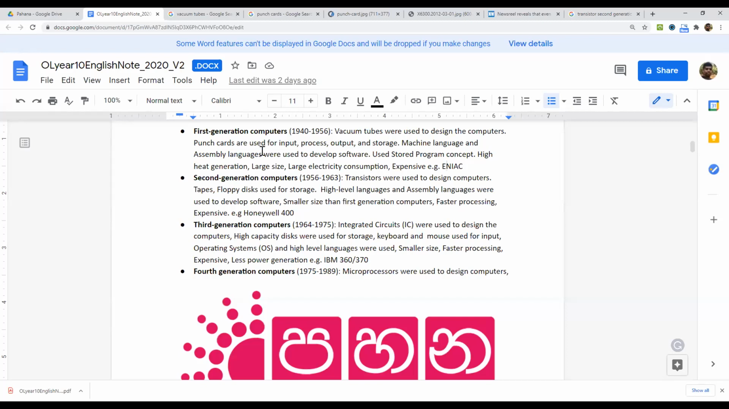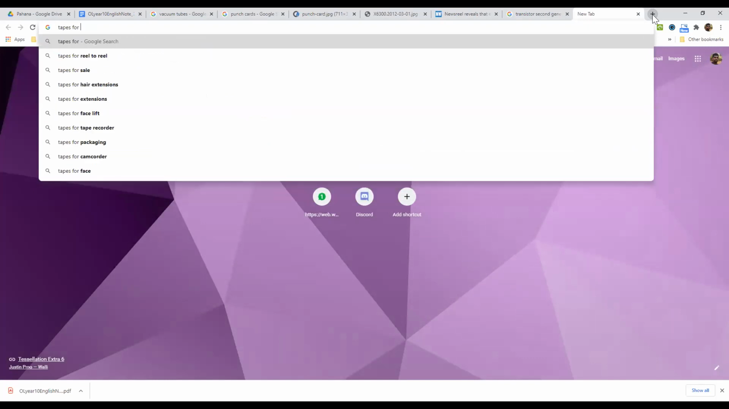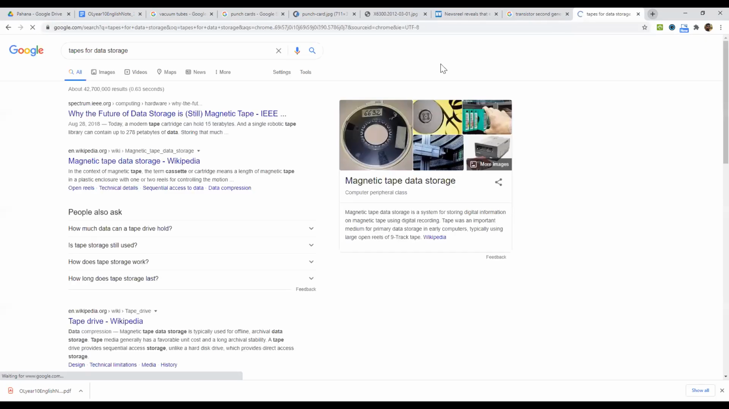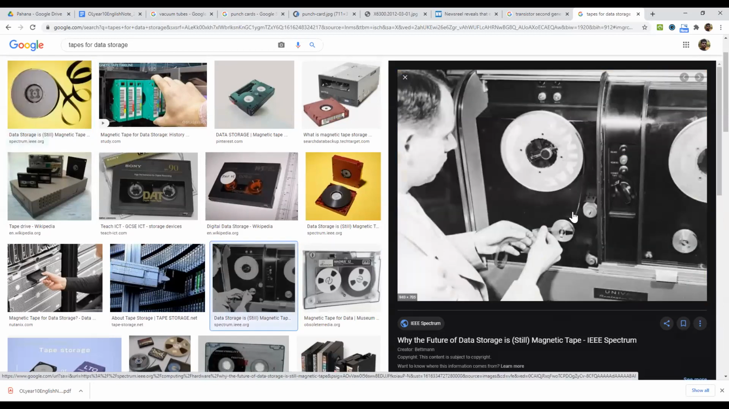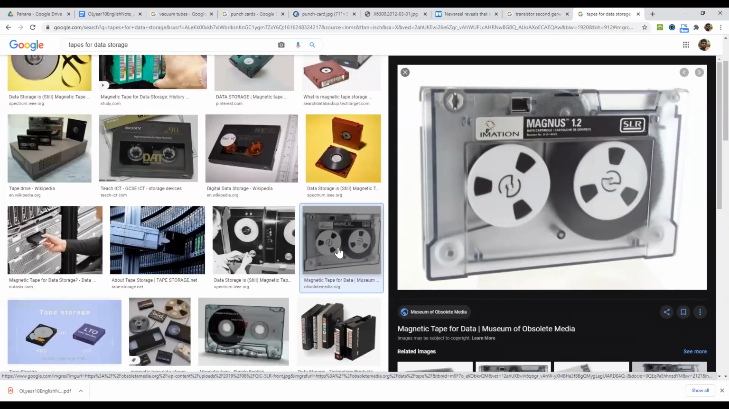And then punch cards were still used, and tapes and floppy disks, right? Nowadays we have hard disks, but earlier we had tapes. So something like this was used to keep track of data. This is one of the old days computers where you use a tape to record and keep track of data. Magnetic tapes like this, right?